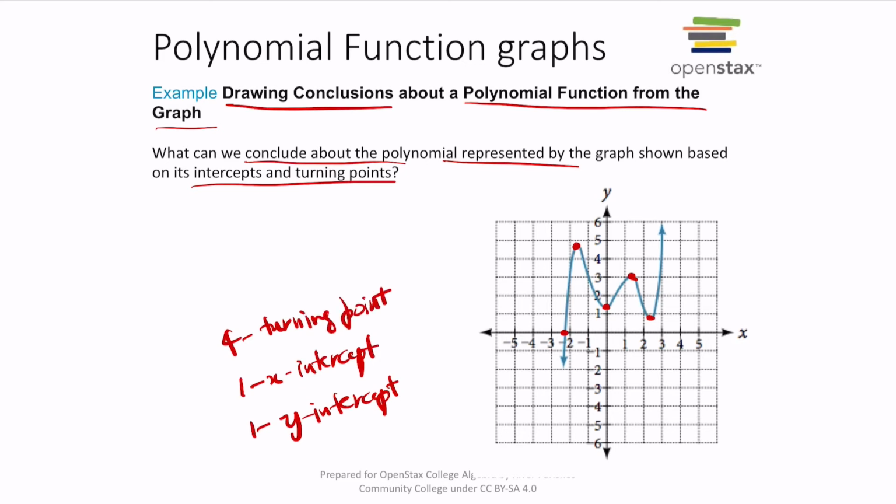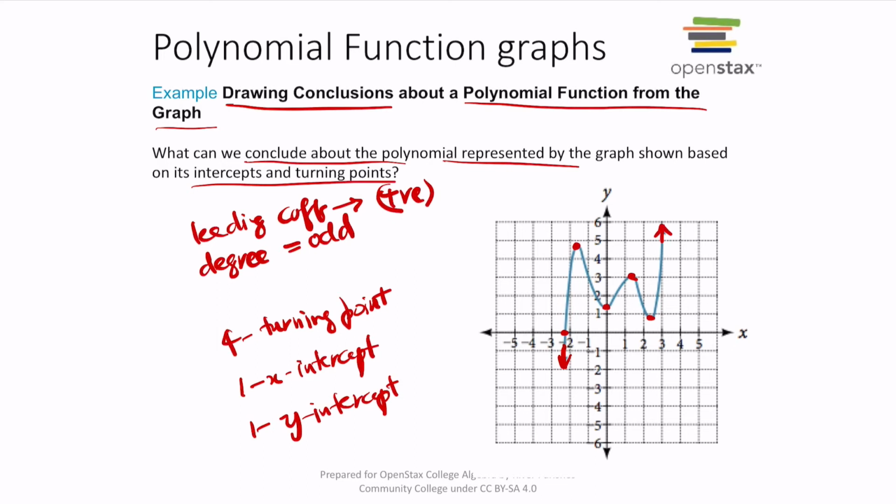And notice the two ends here. The left side is downward, the right side is upward. We can say that the degree is odd, and we can also say that the leading coefficient here is positive. So these are the conclusions that we can draw.